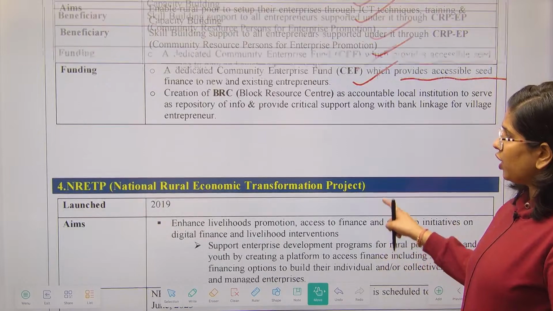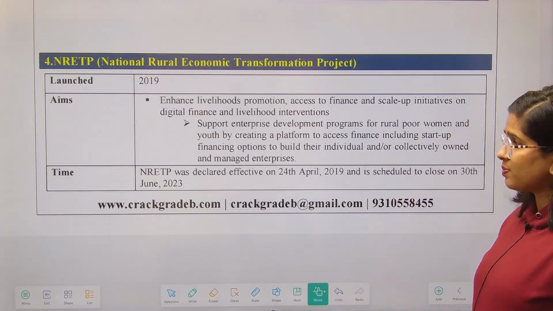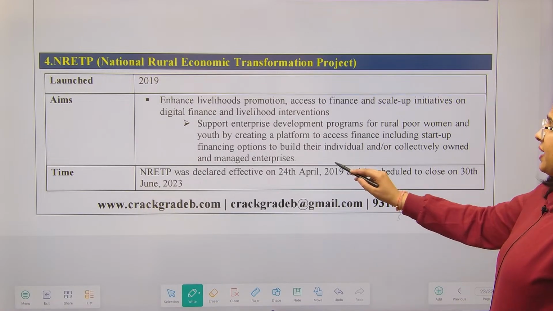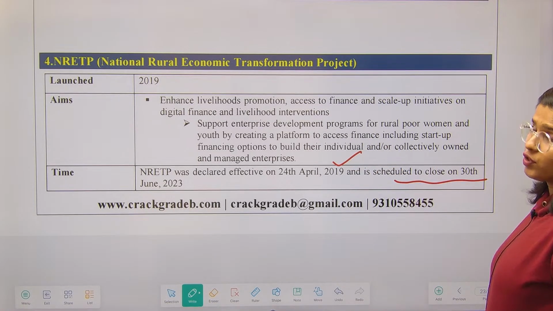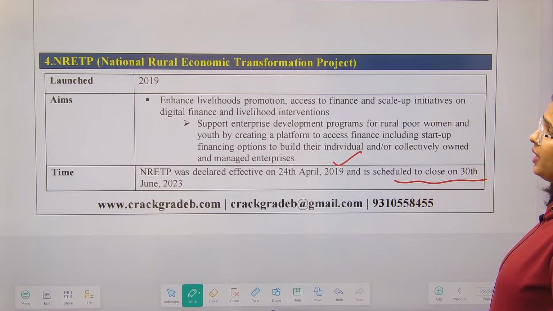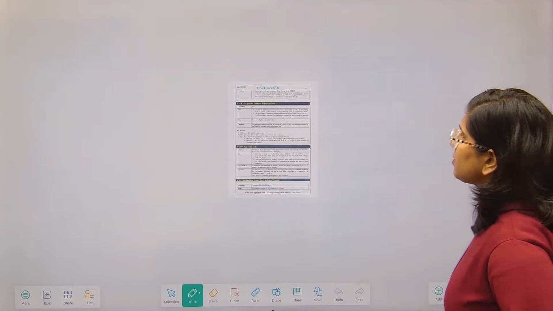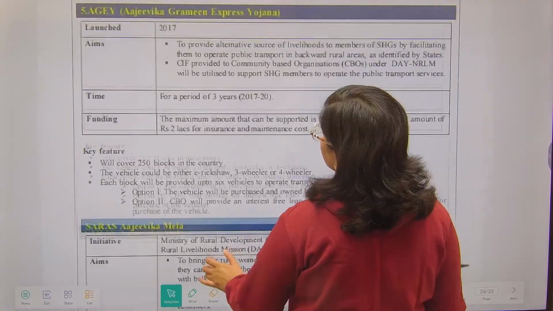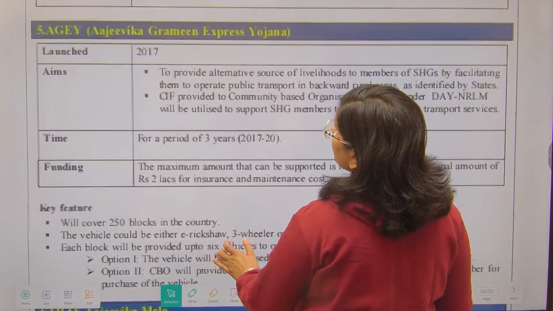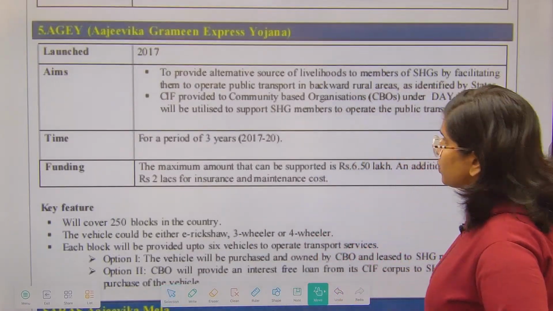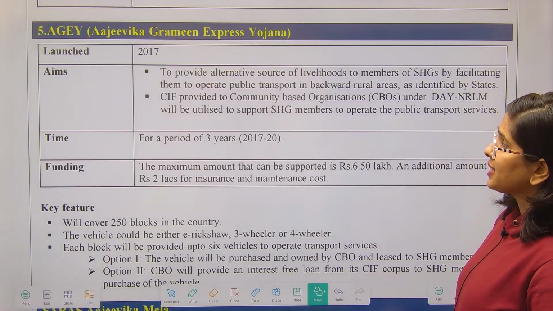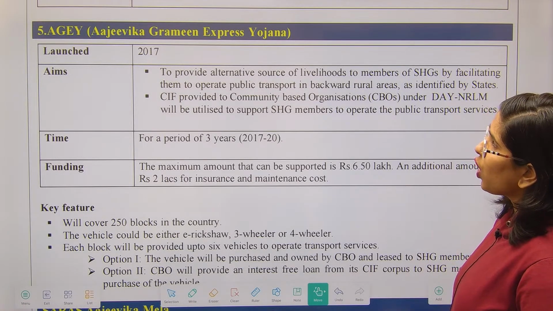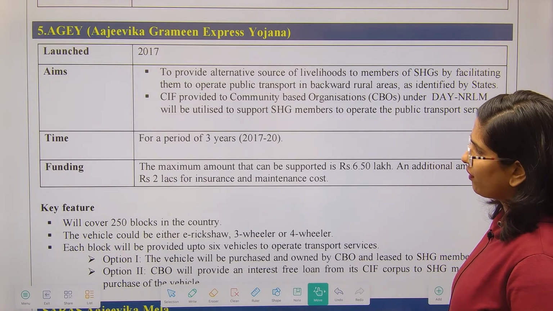Next is National Rural Economic Transformation Project. It was launched in the year 2019. It was declared effective from 2019 and it was scheduled to close on 30th June 2023. Next is Ajivika Grameen Express Yojana. This was also one of the schemes and it expired in the year 2020. So now it is no longer there, but just the name of it would be sufficient.